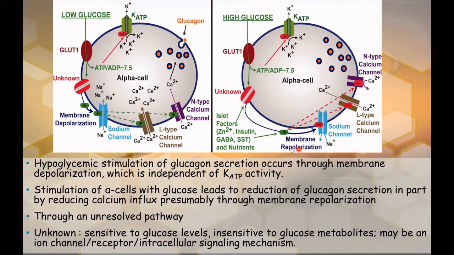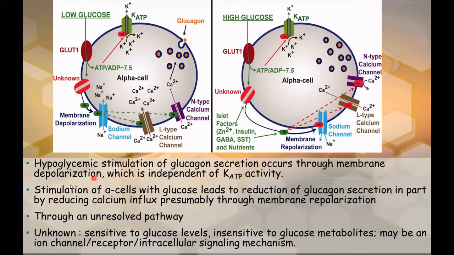Repolarization, as we know, is the exact opposite of depolarization. So in repolarization, there is no change or activation of the sodium channels or the voltage-gated calcium channels, so that there is no intracellular influx of calcium. As a result, there is no exocytosis of glucagon. Again, this process is a potassium independent process, right?